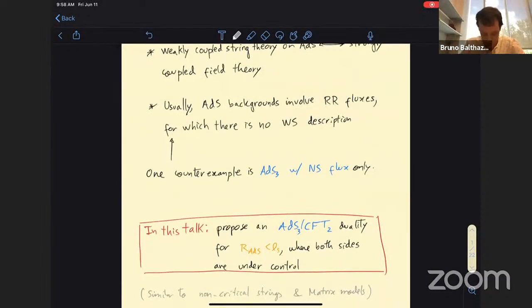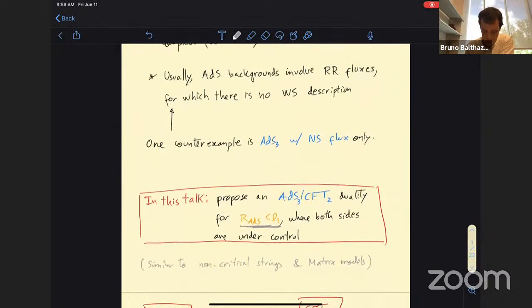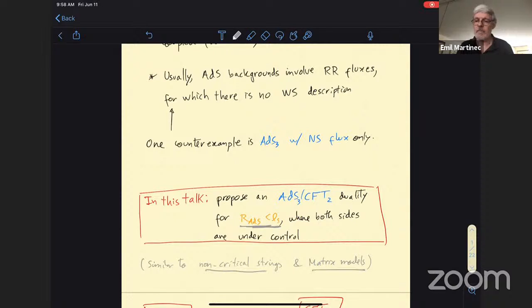In particular, we're going to study a counterexample to this RR flux issue, which is AdS3 with NS flux only. We're going to focus on the case where the AdS length is less than the string length, so it's a very stringy regime. We're going to show that, in some sense, both sides of this duality are under control. One analogy that's useful to keep in mind, for those who are familiar, is the example of non-critical strings and the matrix models, the usual c less than 1 matrix models.